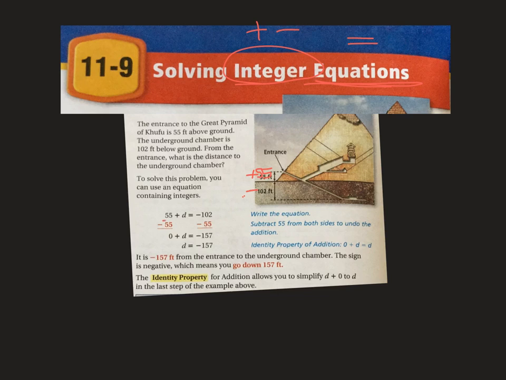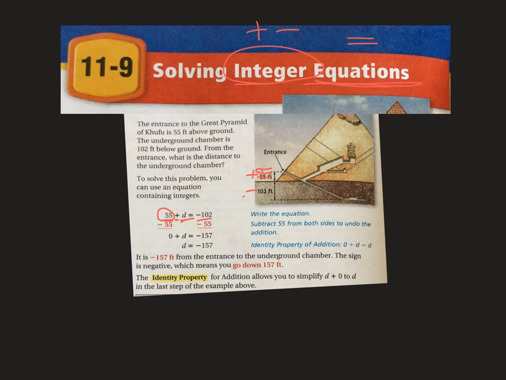So if I say 55 plus d is going to equal negative 102. So d is equal to the distance to the underground chamber from the entrance, I guess, if you want to say. Okay, so that's going to give us our distance. Our 55 is a positive number, so I'm going to subtract 55 from both sides. Then I would have negative 102 minus 55.